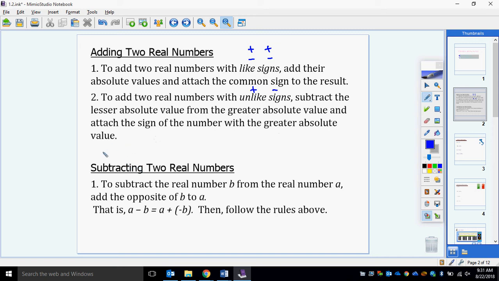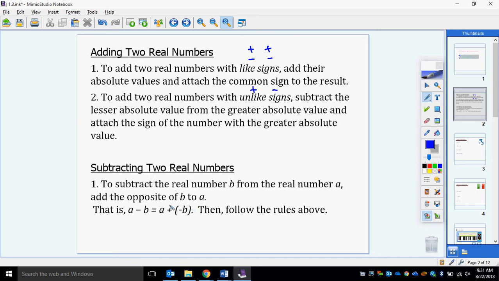Subtracting two real numbers. So this is for subtraction signs now. If you're going to subtract a real number from another real number, we want to add the opposite. So think of it this way. If A is a number and B is a number, and we're subtracting them, instead of subtraction, let's change it to add, and then change the sign of B. So we're going to make B opposite. Now it's a negative because it was a positive earlier. So we turned it into an addition problem.